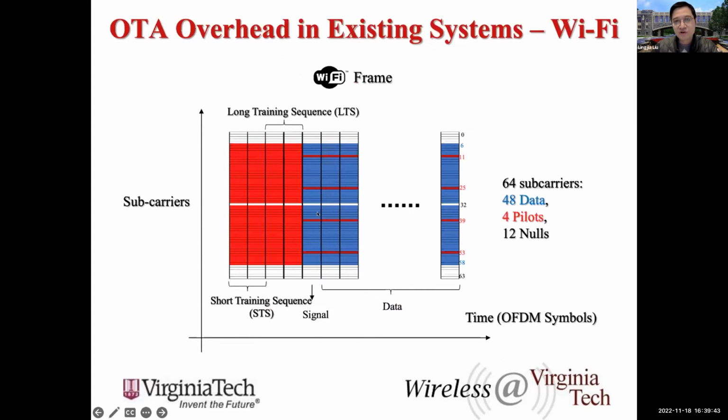This gives you an example of Wi-Fi systems. Wi-Fi systems have a long training sequence, a short training sequence, and pilots. The thing I want to bring awareness to is that we have very limited pilots among all the subcarriers. We have 48 subcarriers for data and only 4 subcarriers for pilots.